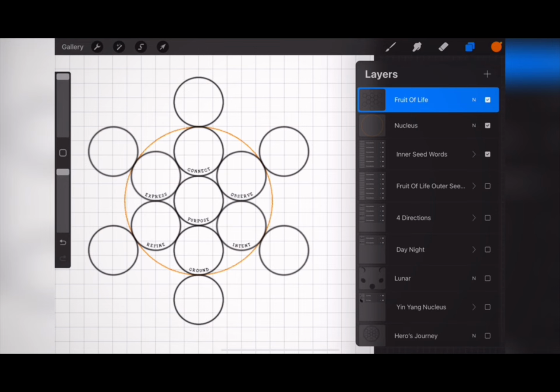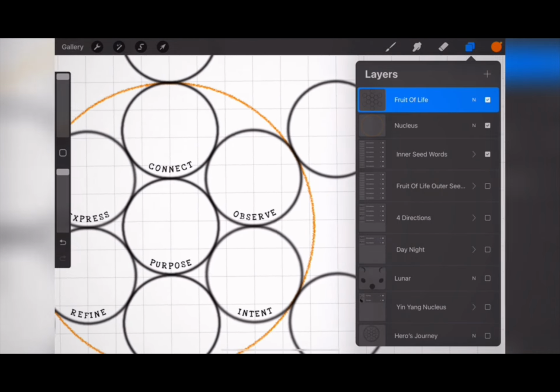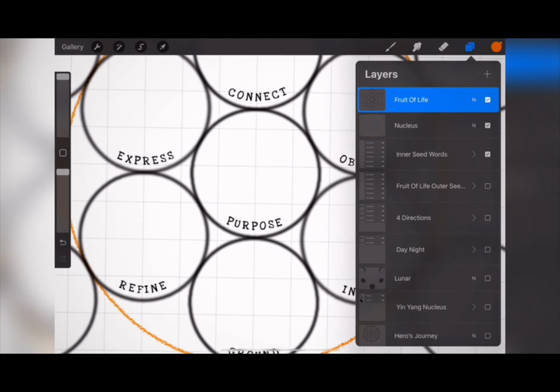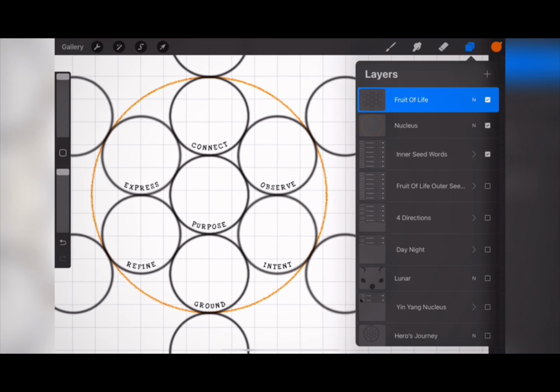The innermost one is purpose. And then if you want to go through this cyclic cycle in a linear way, I would go down to ground, down here at the bottom. Then we have intend, observe, connect at the top, express, and refine. So we have this cycle that we can rotate through in an anti-clockwise manner. Or you can just pop around and fill them in as the information comes up.